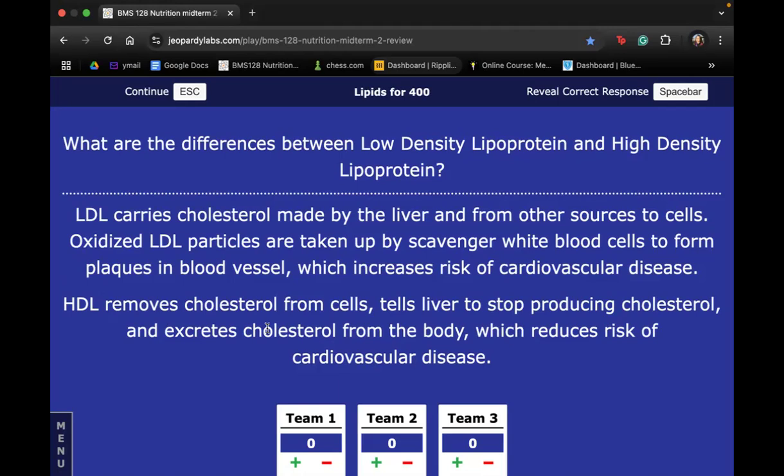Our body produces cholesterol already, so when we consume cholesterol, HDL tells our body to stop producing more. That's important because having too much could lead to cardiovascular disease.